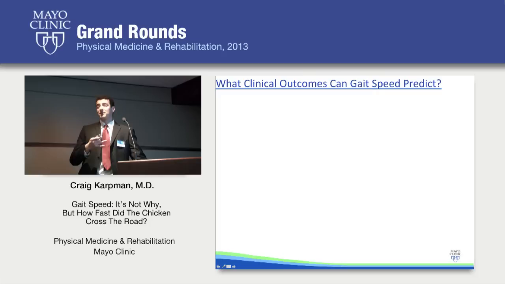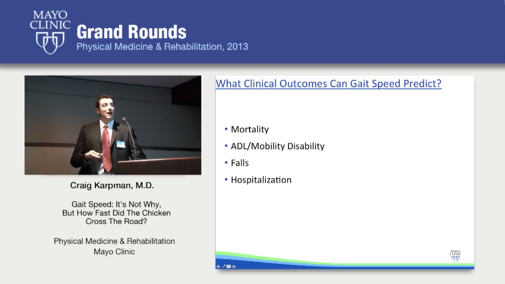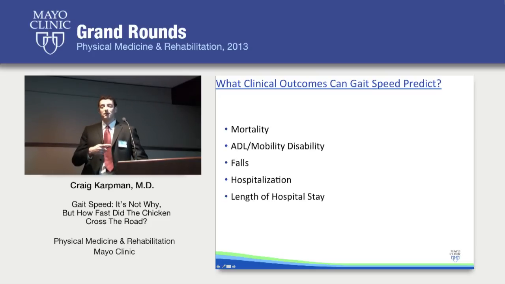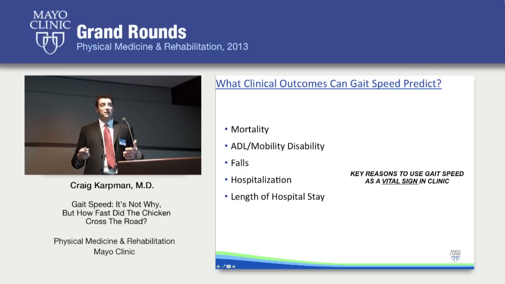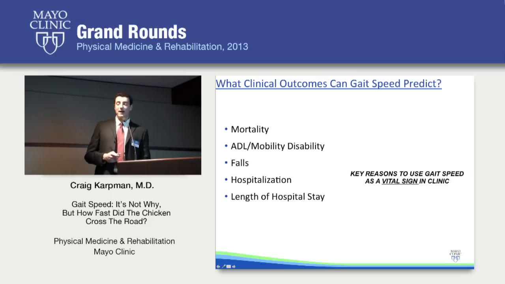There's been several clinical outcomes that have been looked at in relationship with gait speed. And over time, they've been shown that gait speed is associated with mortality, activities of daily living, falls, hospitalizations, even hospital length of stay. And because of all these factors, it's thought that gait speed really should be considered and has been proposed as another vital sign to implement in the clinical setting, just because it can give you a trend, or a sense, about all those factors.